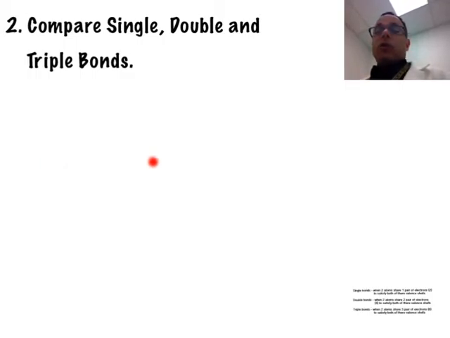Alright, single bonds. When 2 atoms share one pair of electrons, so 2 electrons are being shared to satisfy both of their valence shells. Double bonds. When 2 atoms share 2 pairs of electrons, which is 4 of them, to satisfy both of their valence shells. And triple bonds. When 2 atoms share 3 pairs of electrons, 6 of them in total, to satisfy both of their valence shells. If you see a theme here, they're trying to satisfy their valence shells.